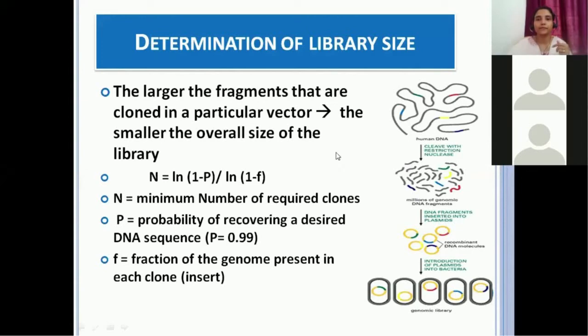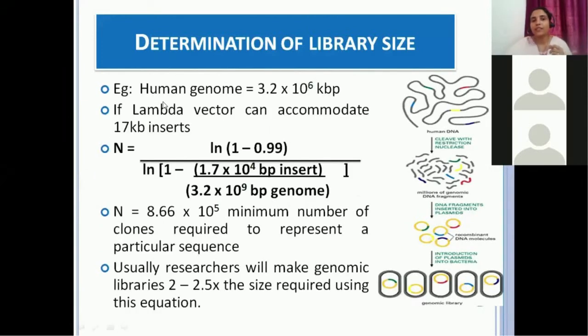Okay. Example: you have the human genome. Suppose its size is 3.2 × 10^6 kilo base pairs. Kilo means again it is 10^3, so this is actually 3.2 × 10^9 base pairs. Now, if the lambda vector can accommodate 17 kb inserts, that means you can insert a 17 kb size fragment in this vector. The fraction will be 17 kb divided by 3.2 × 10^6 kb.